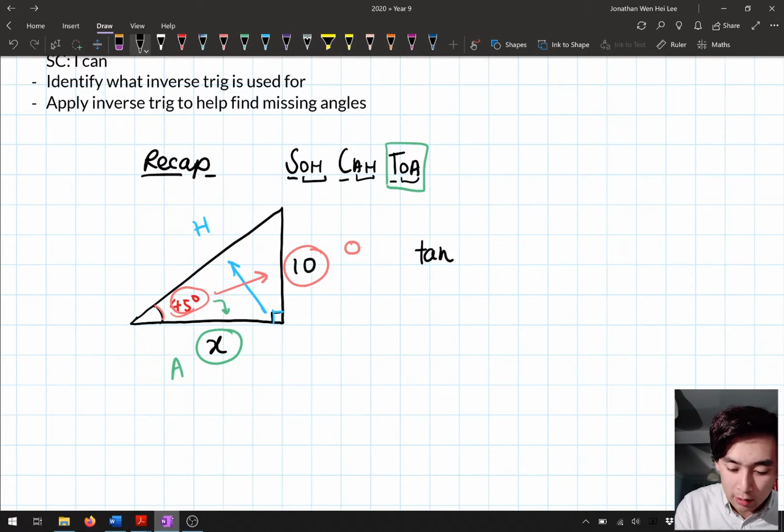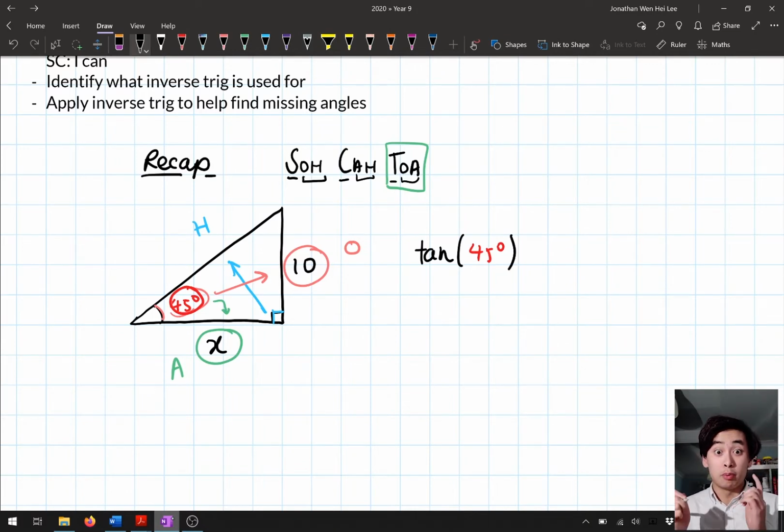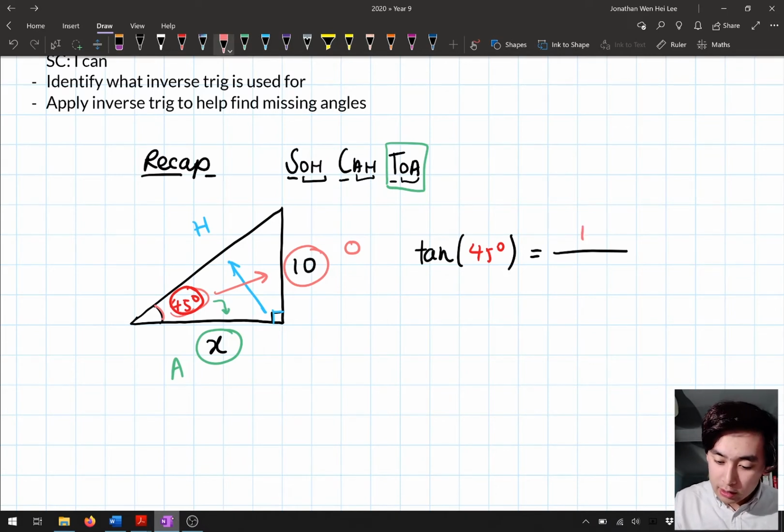I'm going to write tan, and with my tan, I'm going to put in the angle, 45 degrees. When you use your trig ratio, you put your angle inside that trig ratio. That's what we do on the left-hand side. Then we write our trig ratio as a fraction. We have O and A, so O over A. The first one is the one on the top, in the numerator. The second one is the one in the bottom, in the denominator. So here, 10 over X.